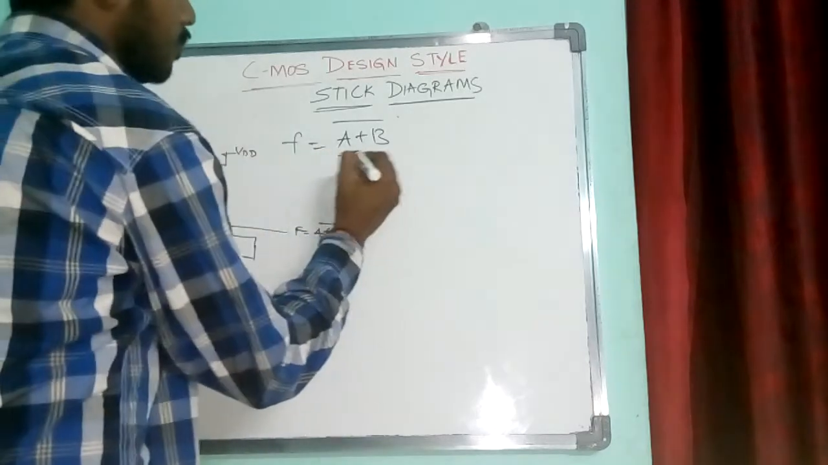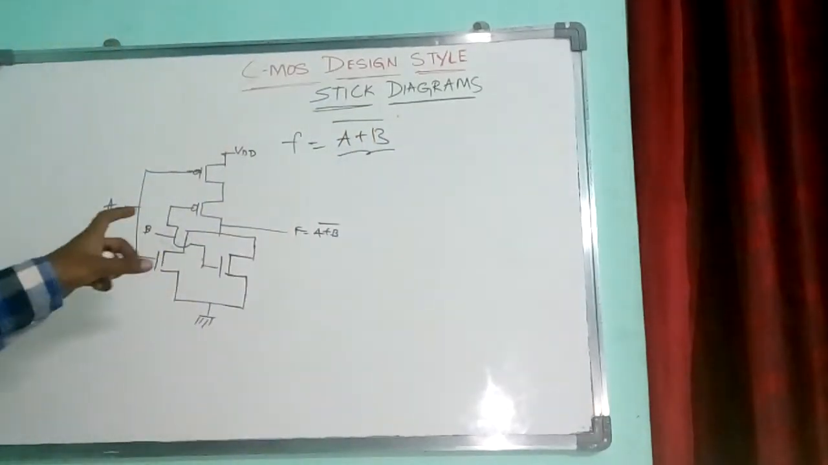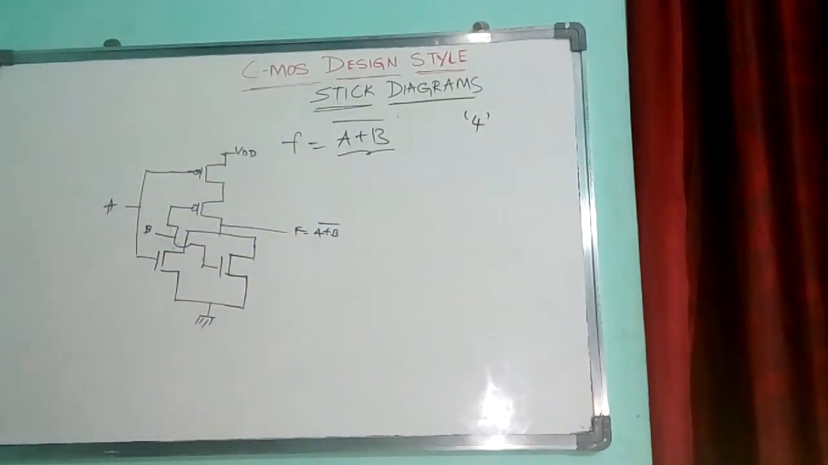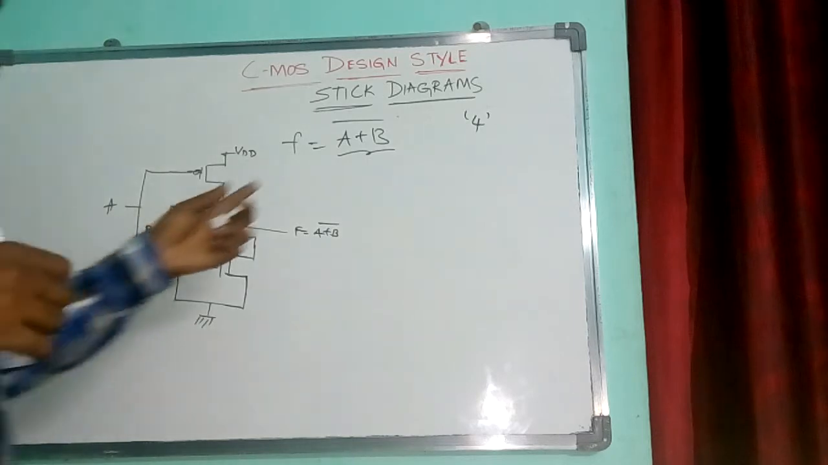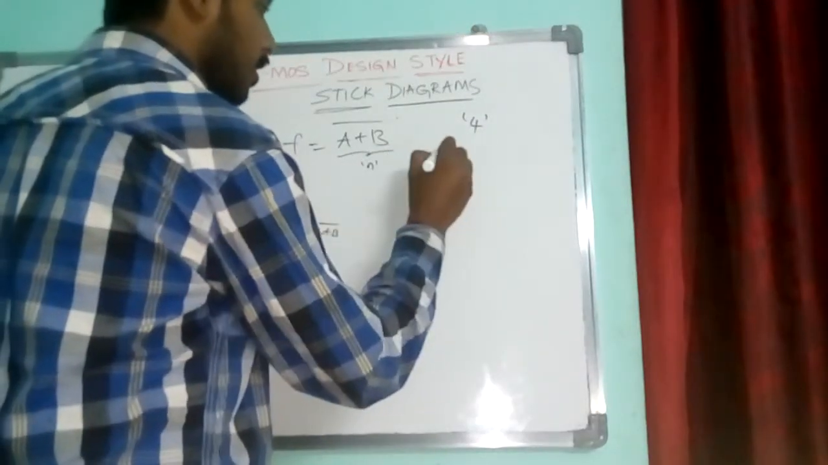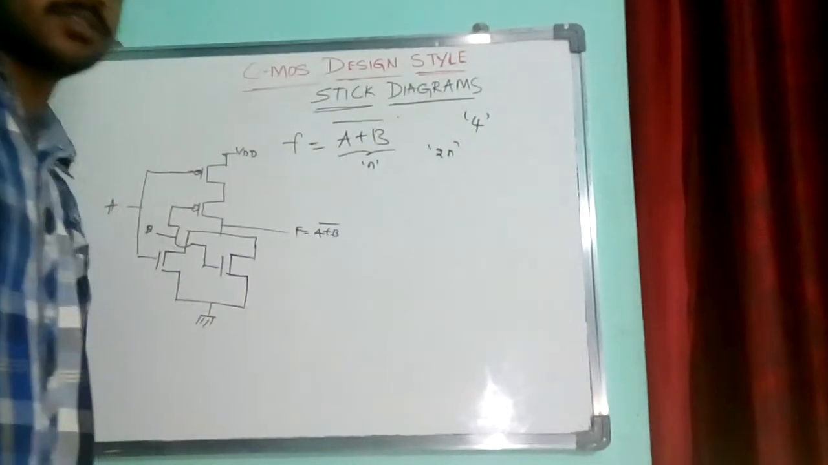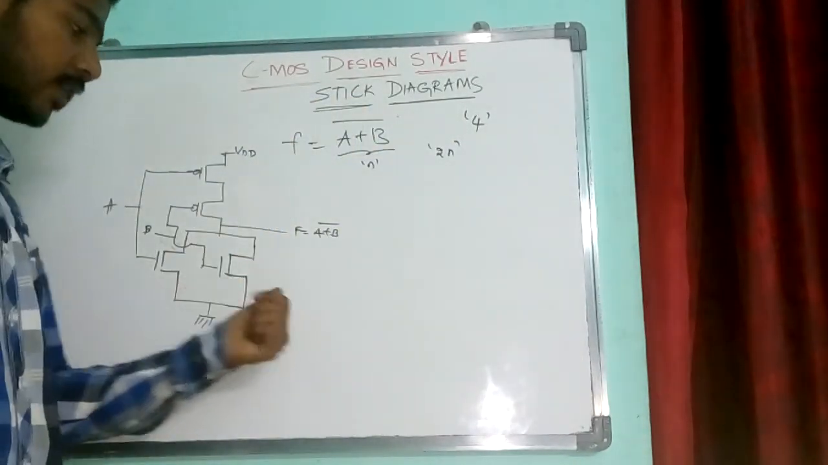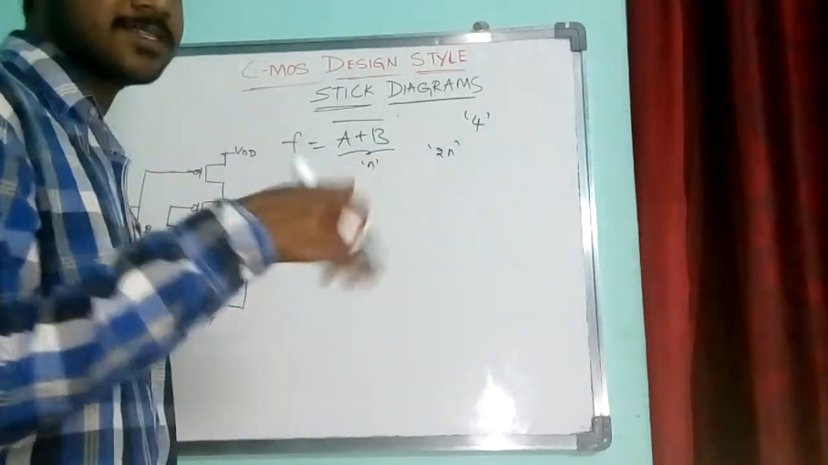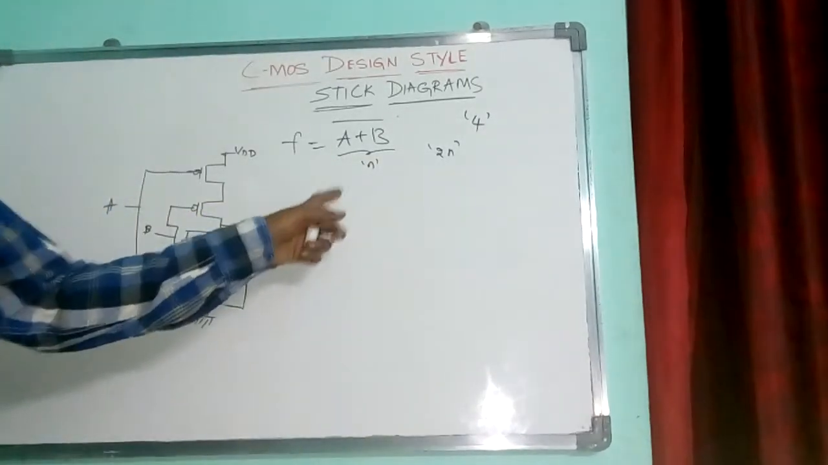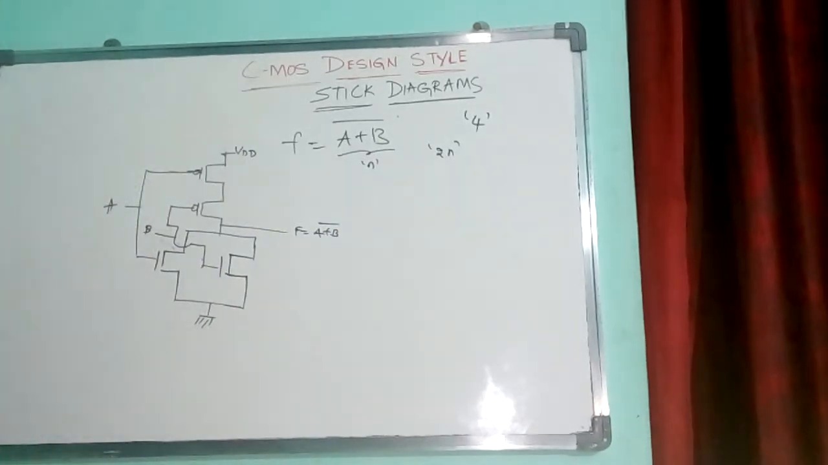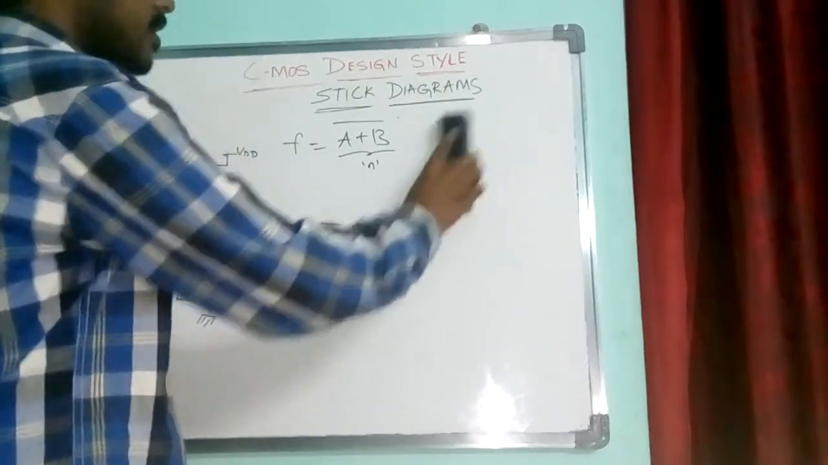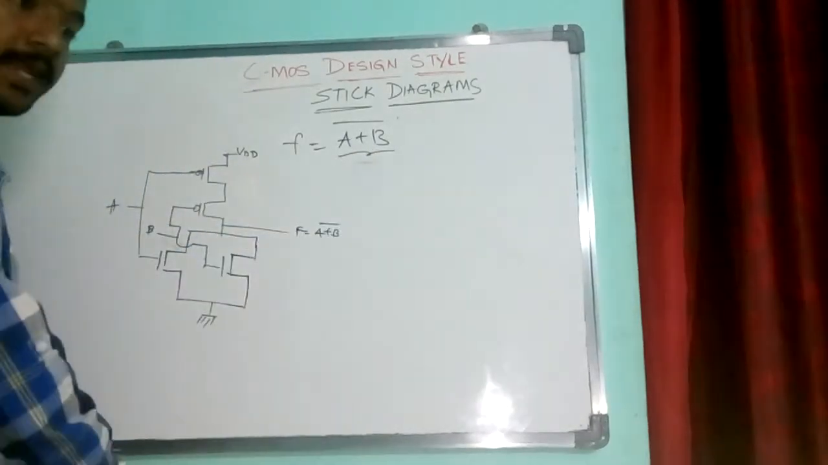Now how many variables do I have? 2 variables. How many transistors did I get? 4 transistors. So that means for n variables, I'll get 2n transistors. If it is a 3 variable NOR gate, then I should have another input C, that means I need to have 6 transistors. For n variables I'll get 2n transistors including PMOS and NMOS. So this is the transistor diagram of the NOR gate.